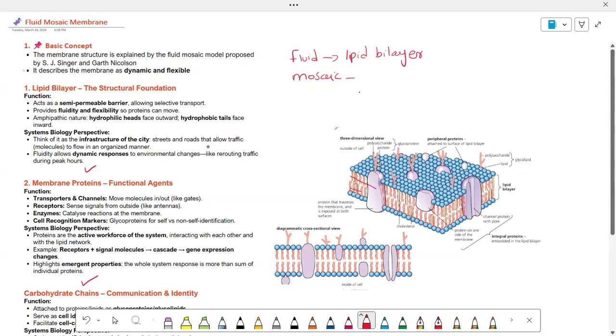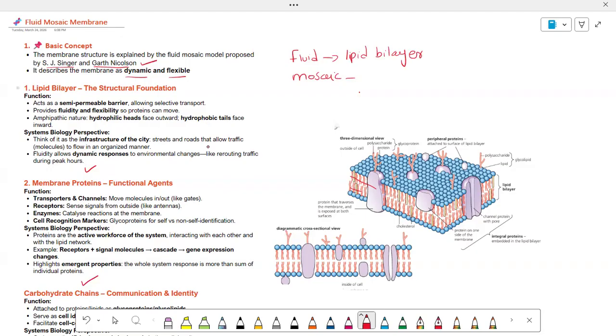Basically, it was proposed by S.J. Singer and Garth Nicholson. These are two scientists who proposed this model. It describes the membrane as dynamic and flexible because it has a phospholipid bilayer, so it has movement and it is flexible. It has flexibility due to the lipid bilayer.